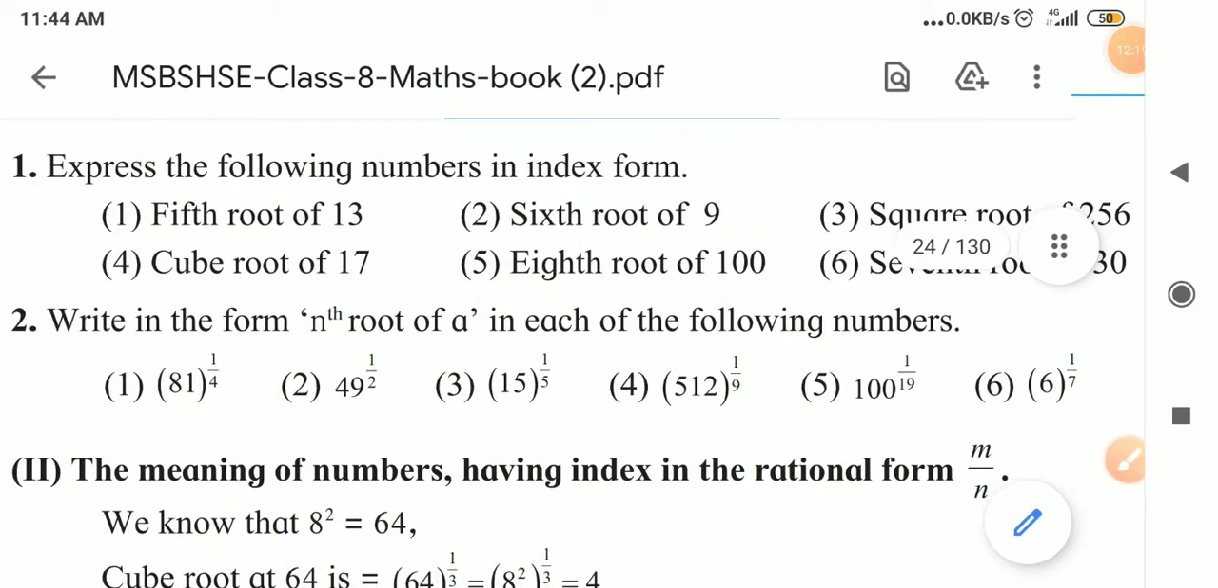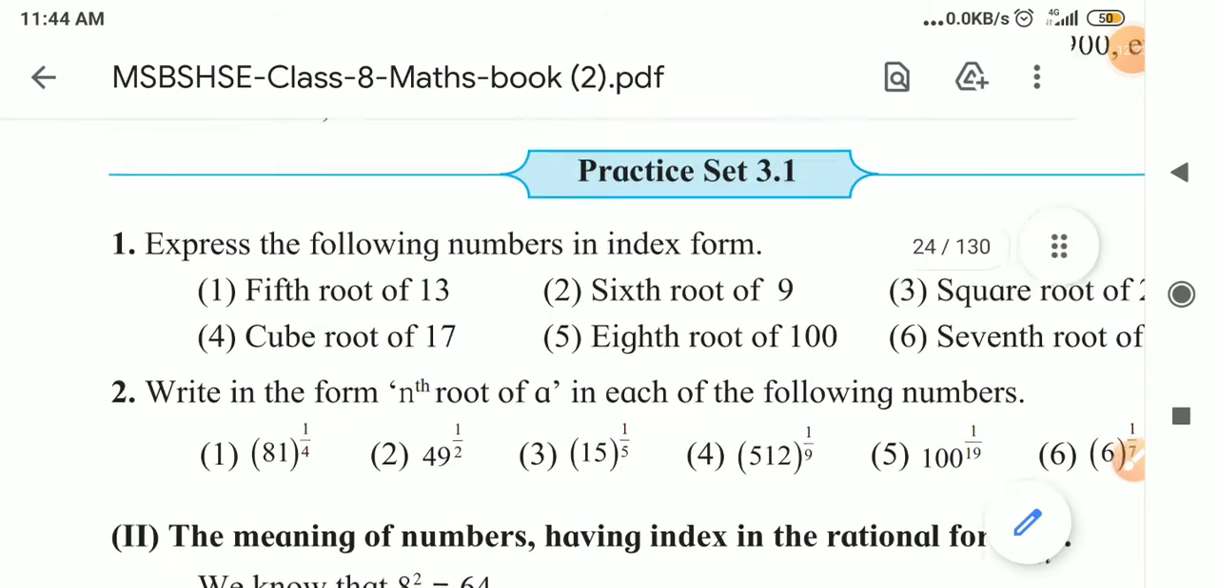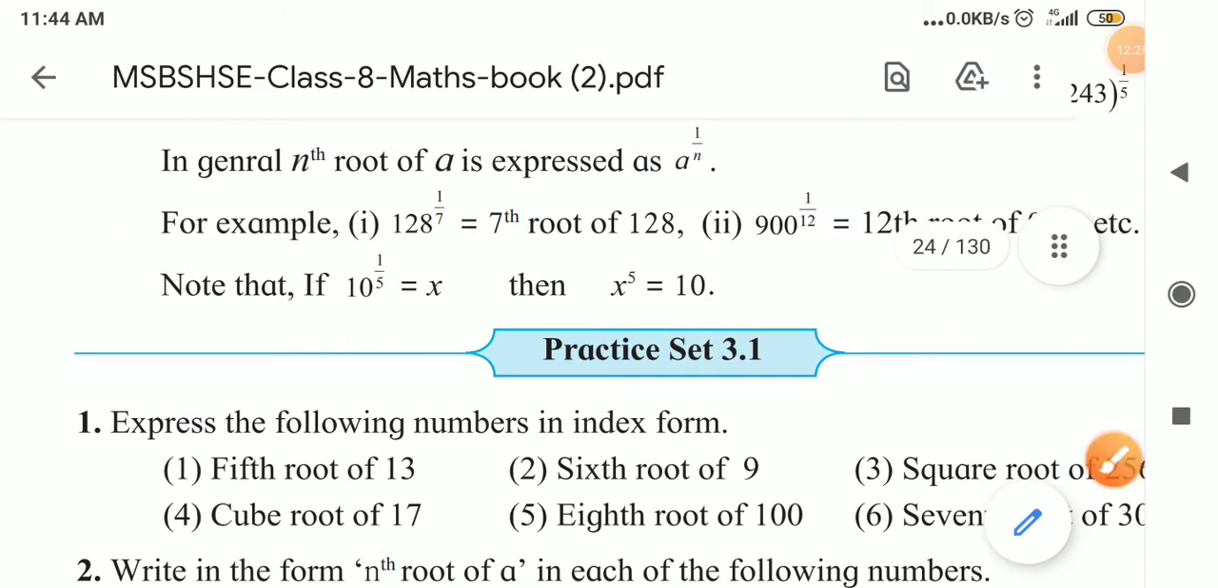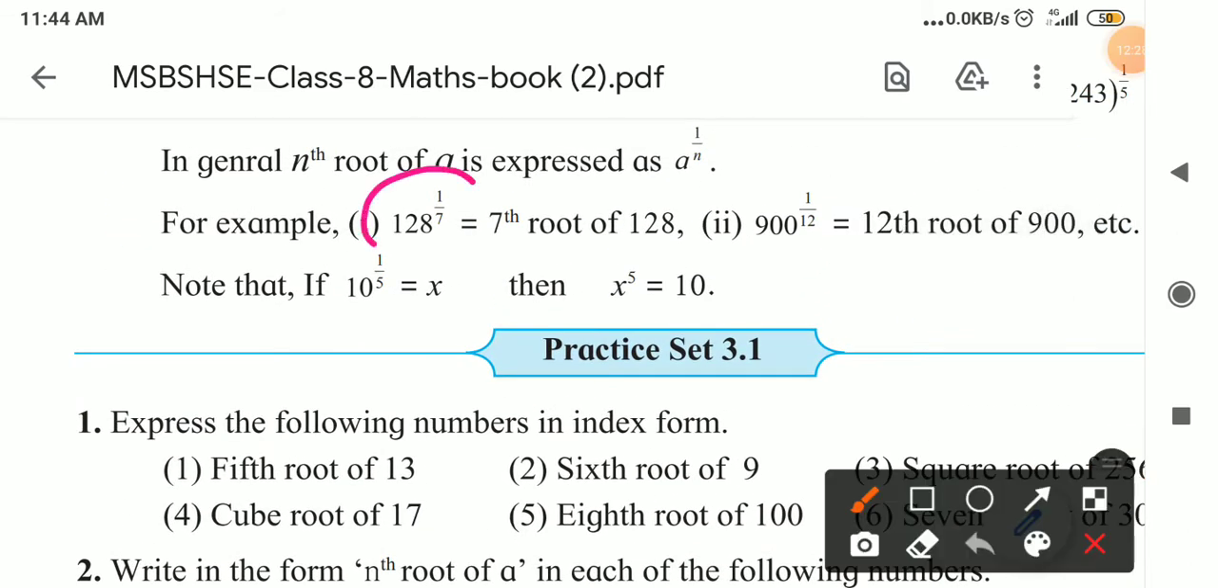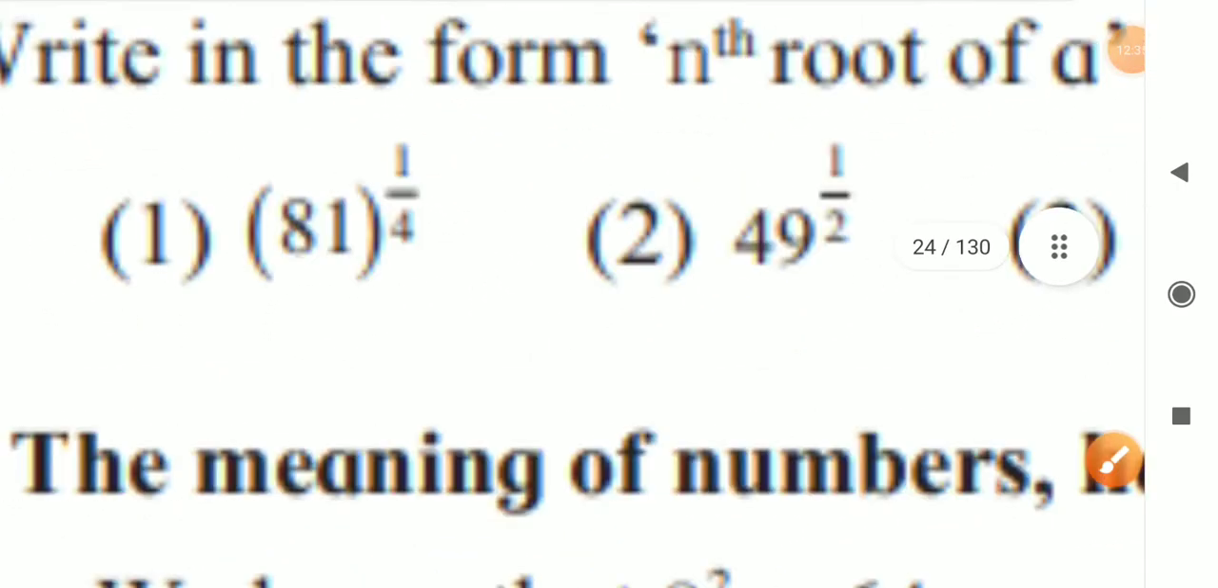And write the nth root of a. Means how you can write in this form? So 4th root of 81. How is it given here now? Now they gave us the question in this form and we have to write the answer in this form. So 7th root of 128. Same here, you have to say 4th root of 81.